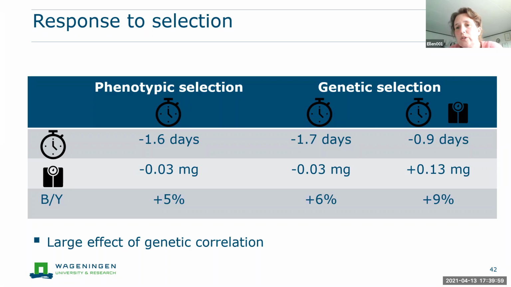It is important to keep in mind that the genetic correlations have a large effect on your response to selection. And in this case, the genetic correlation was positive between body weight and development time, which is not favorable in this case, but it was a small genetic correlation of 0.2. And if this correlation would be larger, then it's more difficult to select on one trait and also select on the other trait. And therefore, it's important to know the genetic correlations between different traits.